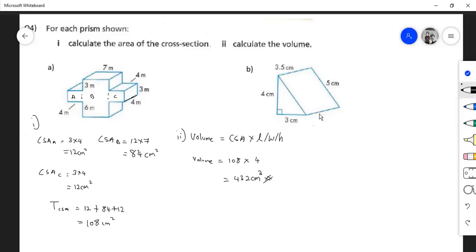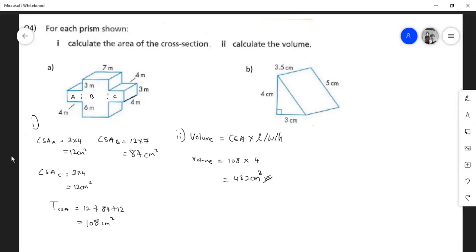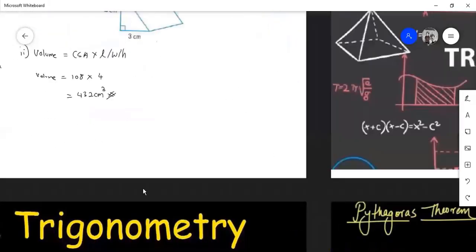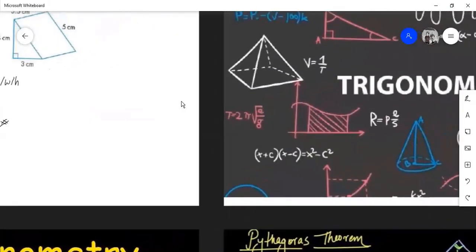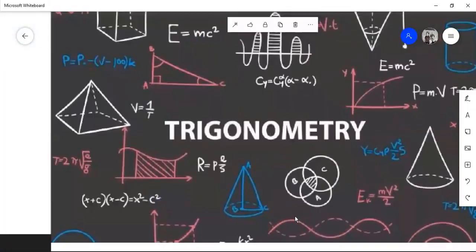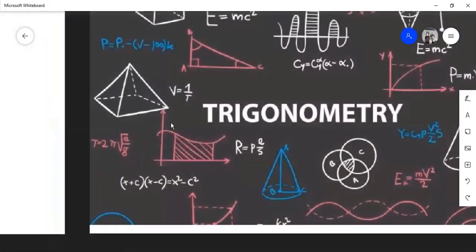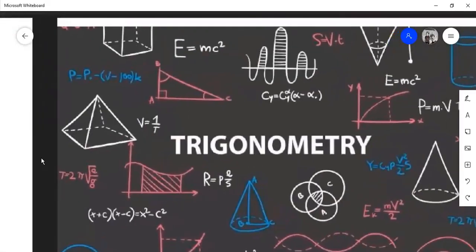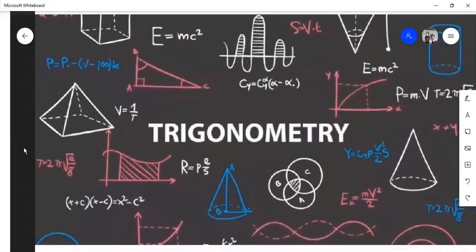Okay, so you can try the same thing for question B. I don't think it's hard. You can try, of course. If you cannot, let me know. Right, so pretty much that's about mensuration. Later we'll cover a bit of past year questions and you'll see how mensuration is actually implemented in past year questions. Now we're going to focus on trigonometry.